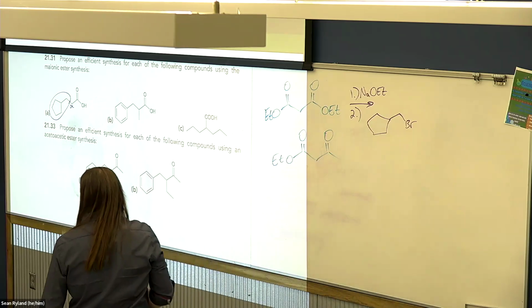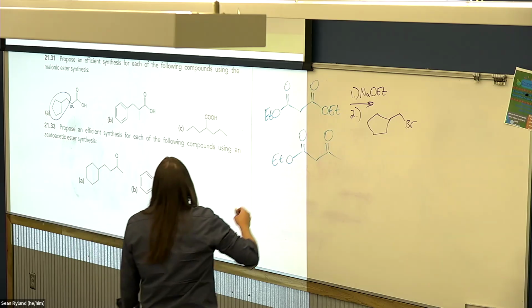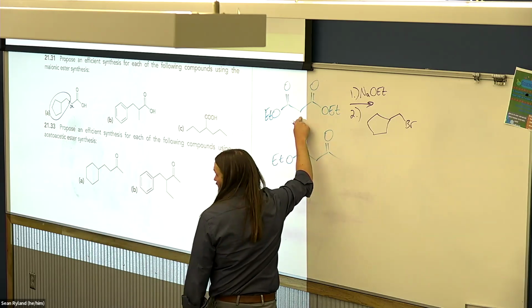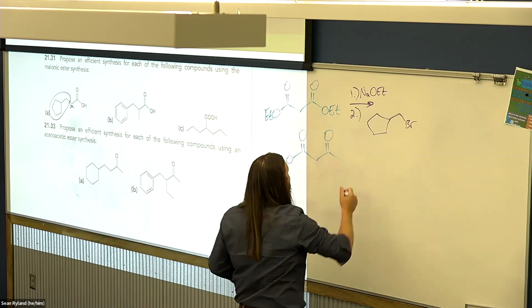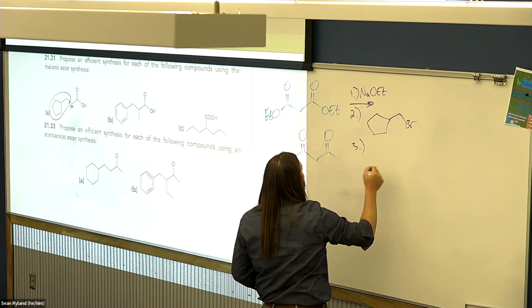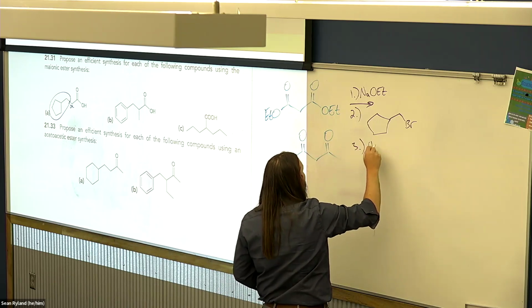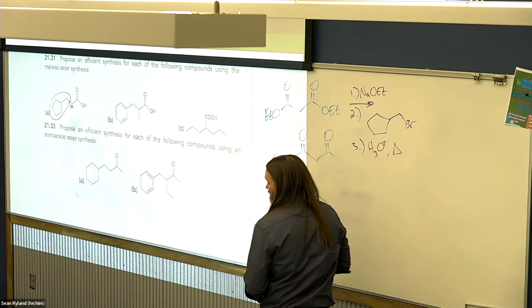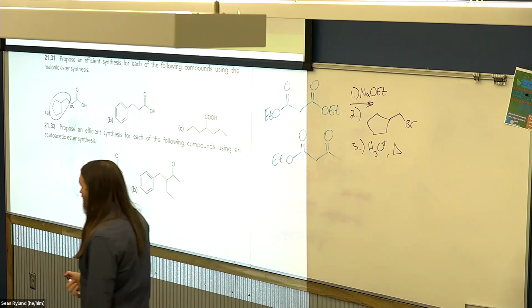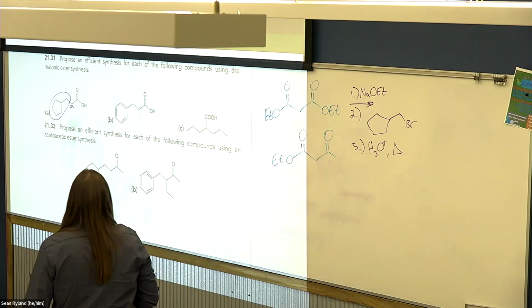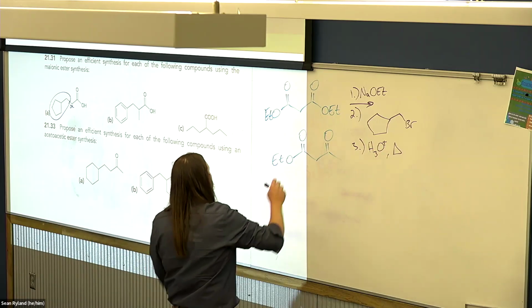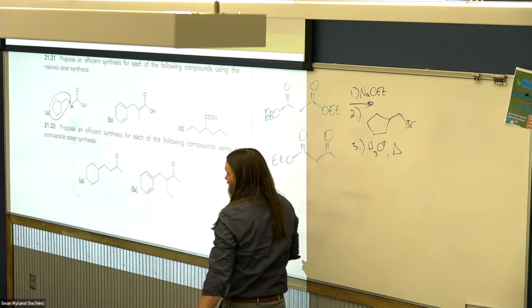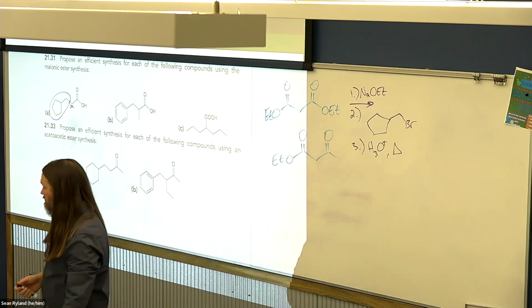And that attaches to the alpha carbon in the middle, and then the last two steps are expose it to H3O plus and heat. And that kicks off that second acid group. Sorry, it converts both of the esters into acids and then kicks off the group as the CO2.